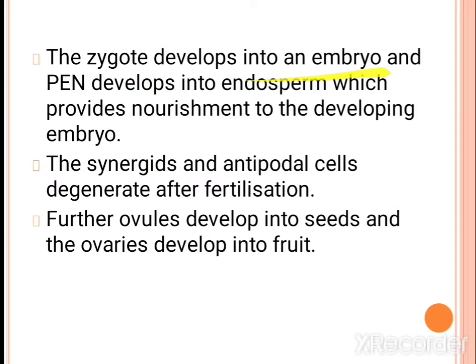The zygote develops into the embryo and the primary endosperm nucleus develops into the endosperm. The endosperm provides nourishment for the developing embryo. The synergids and antipodal cells we studied slowly degenerate after fertilization. After fertilization, ovules develop into seeds and the ovary develops into fruit. Ovules into seeds and ovaries into fruit.